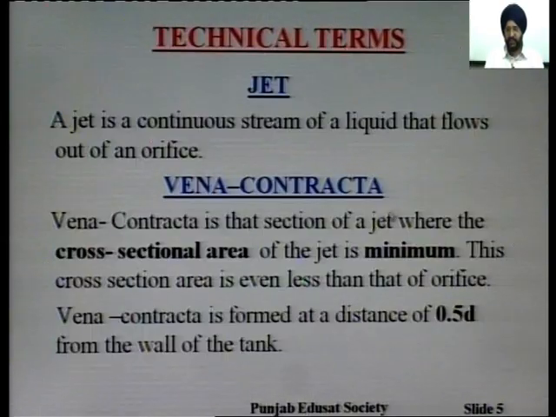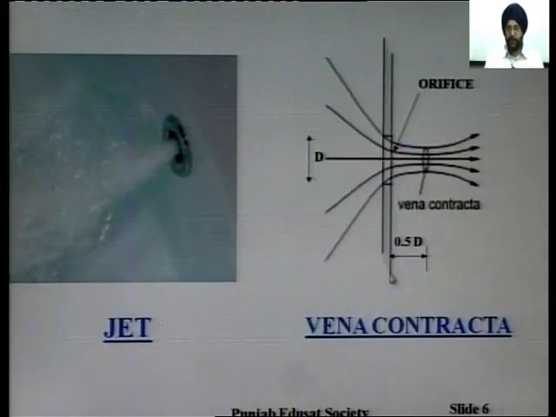Going again back to the same definition, the vena contracta is that section of a jet where the cross sectional area of the jet is minimum. It is even less than that of the orifice, and it is forming at a distance of 0.5 d from the wall of the tank.